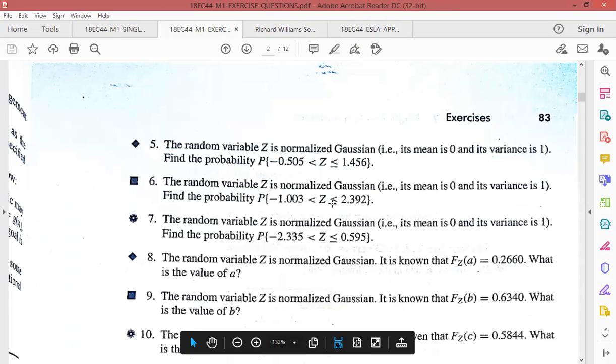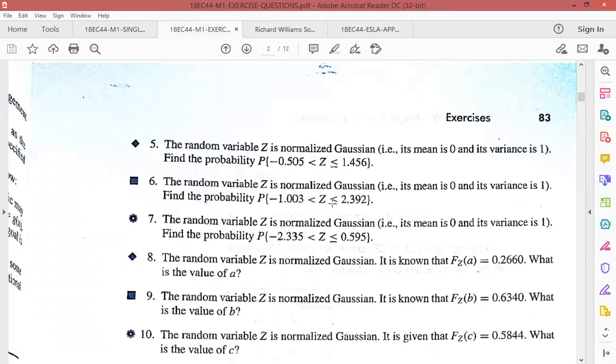Sixth problem. Random variable z is normalized Gaussian. Same method. Probability P of minus 1.003 less than z less than or equal to 2.392. Solve and tell me. This is also phi of 2.392 minus phi of minus 1.003. So choose the nearest values from the table. This lies between 2.3 and 2.4.